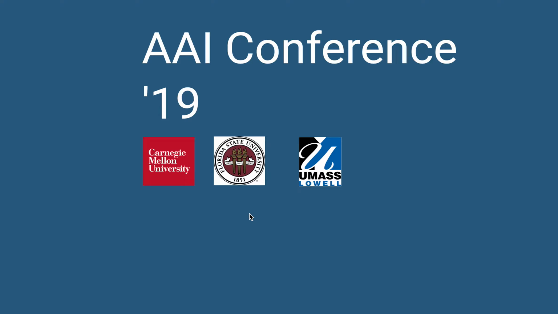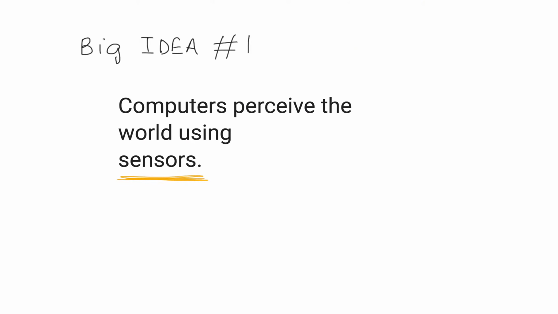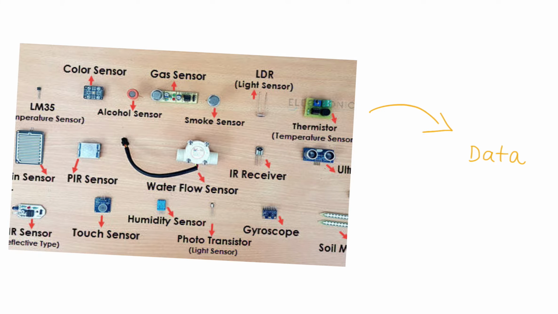around AI. And one of the big ideas, which I'll start going deep into right now, is the fact that computers perceive the world around them using sensors. I also mentioned this concept when I introduced AI for kids. So the idea is that computers need sensors to get data. There are many types of sensors out there.